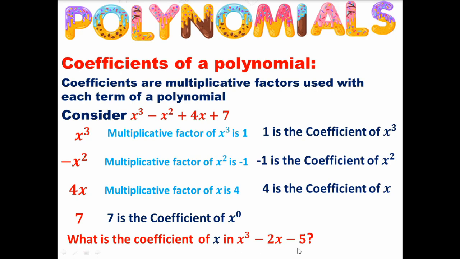Now could you tell me what is the coefficient of x in this polynomial, x cube minus 2x minus 5? How do you find it? It is the multiplicative factor of x. So you see what is the multiplicative factor of x? It is minus 2. So I say minus 2 is the coefficient of x in this polynomial. This is how we find the coefficients of a polynomial.